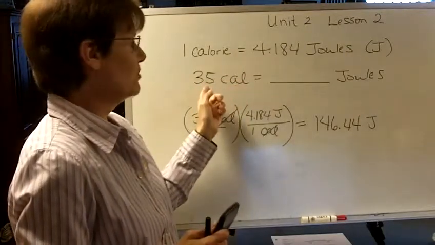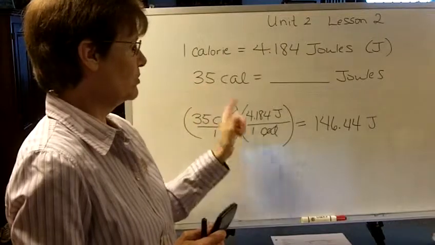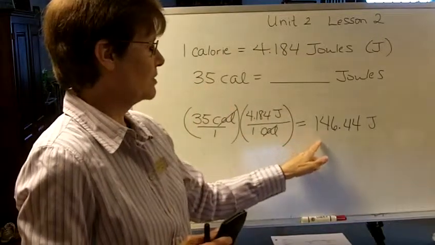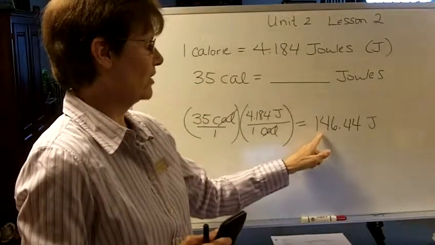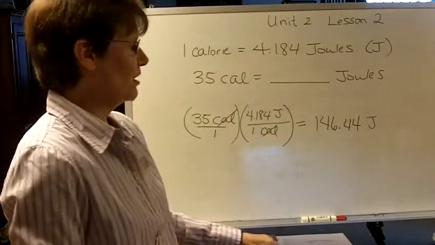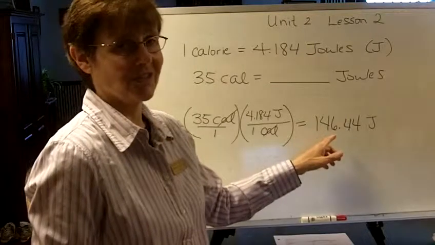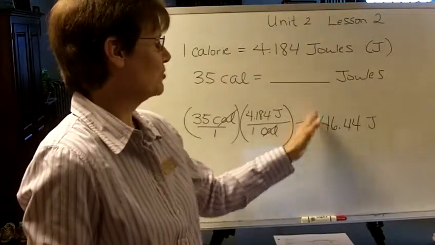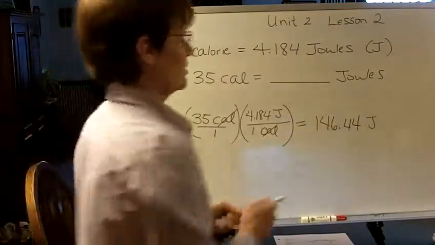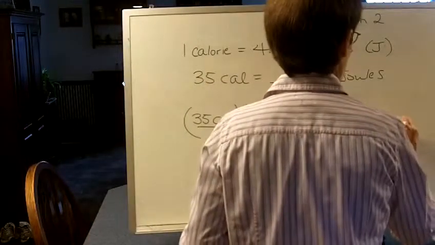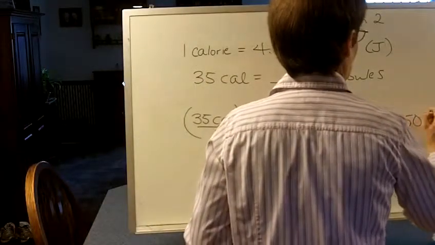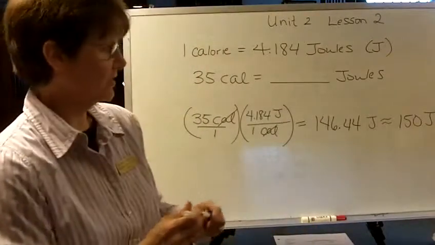So I only want to keep 2 in my answer, which means that I can keep this place and this place, but I need to round it off. Now, I'm not going to round it off to 15 because 15 and 146 are definitely not the same thing. So I want to keep the same place values. I'm going to say that this is approximately equal to 150 joules. So see what I did there?